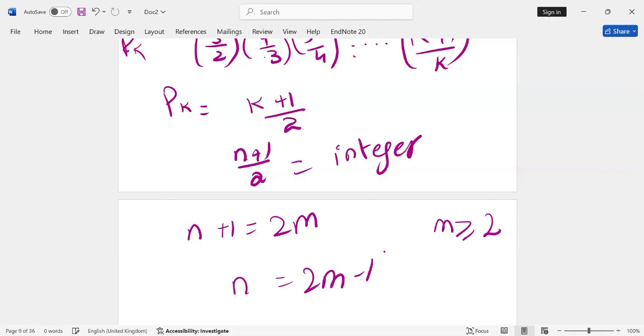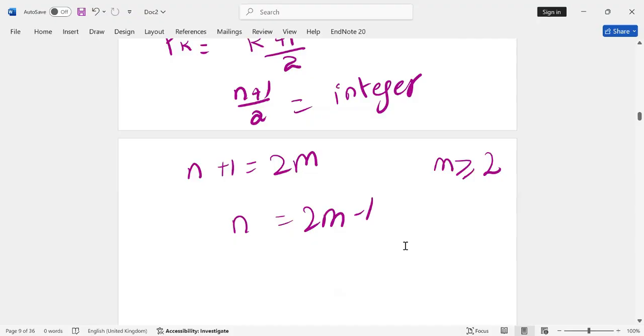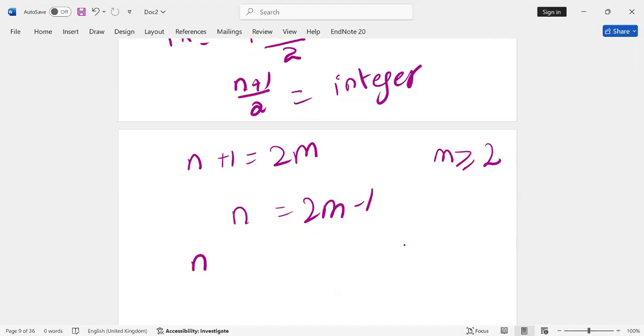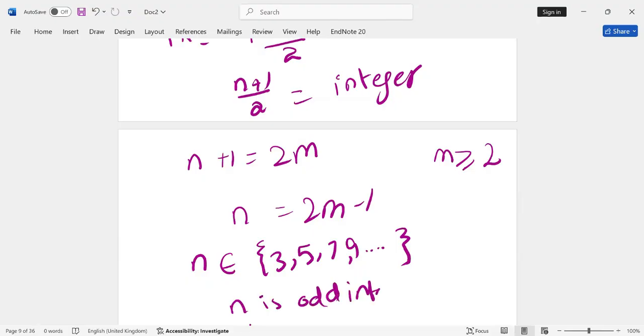If n + 1 is even, then n must be odd. Since the product specifies n ≥ 2, we are looking for all odd integers greater than or equal to 3. So the solution is n belongs to {3, 5, 7, 9, ...}, where n is an odd integer. This is the required answer for this question.